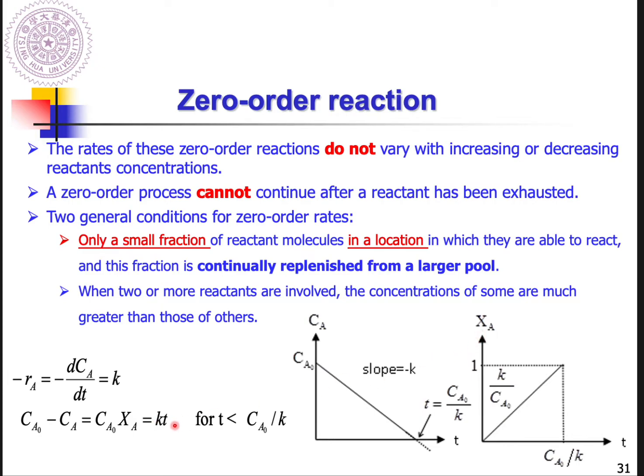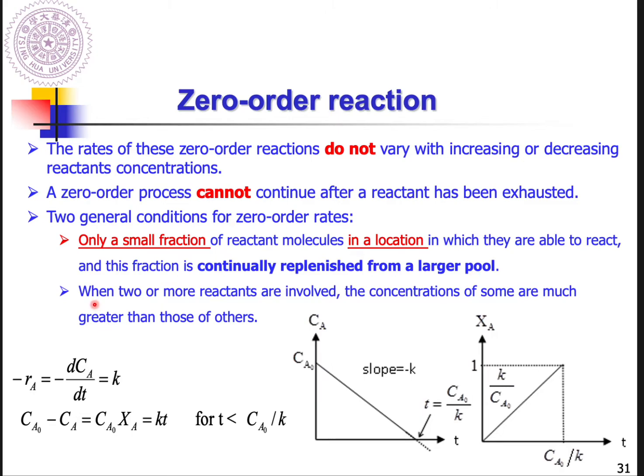And if you try to plot XA over t, then the slope you get is k over CA0. Okay, so some people will probably ask what kind of situation belongs to a zero order reaction. There are two general conditions for zero order rates. First, only a small fraction of reactant molecules in specific locations are able to react. Not the whole portion, not all reactant molecules, only a small fraction of reactants can react. And this fraction is continually replenished from a larger pool.